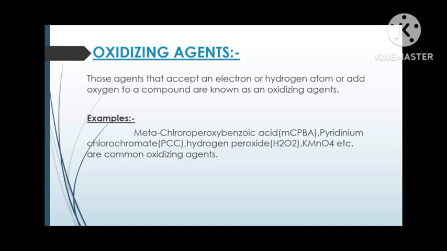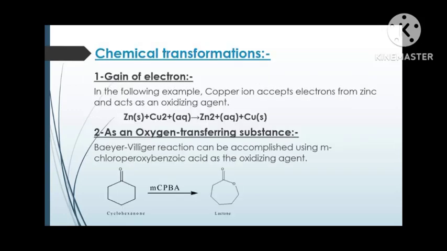In this slide, you can see some of the common examples of oxidizing agents such as metachloroperoxybenzoic acid, pyridinium chlorochromate, hydrogen peroxide, KMnO4, etc. Next, we will discuss the chemical transformations of oxidizing agents. Oxidizing agents are explained on the basis of three main concepts.